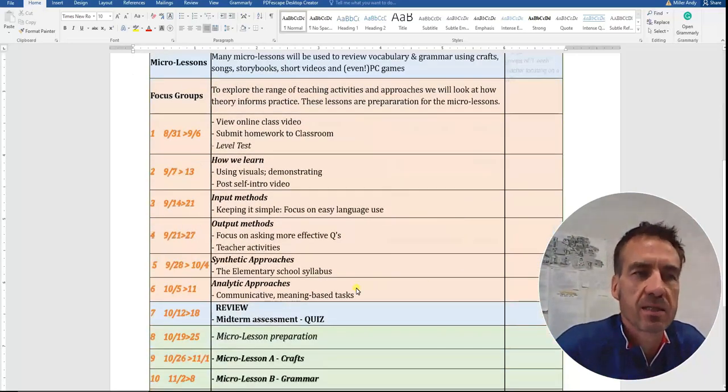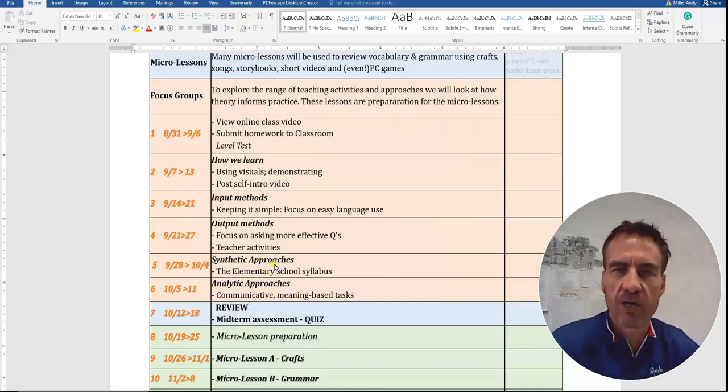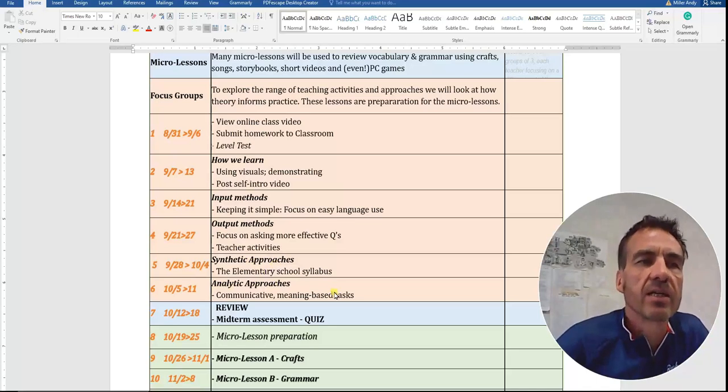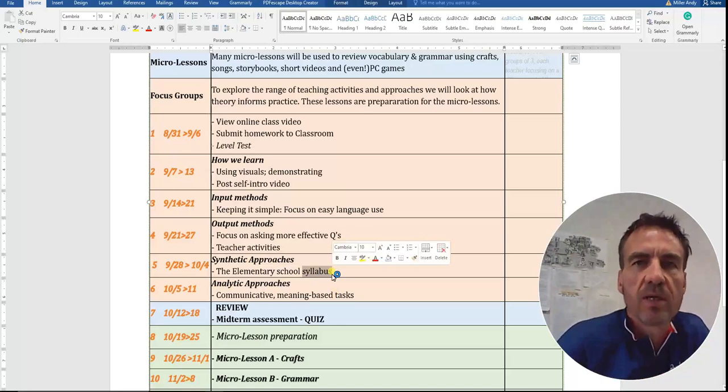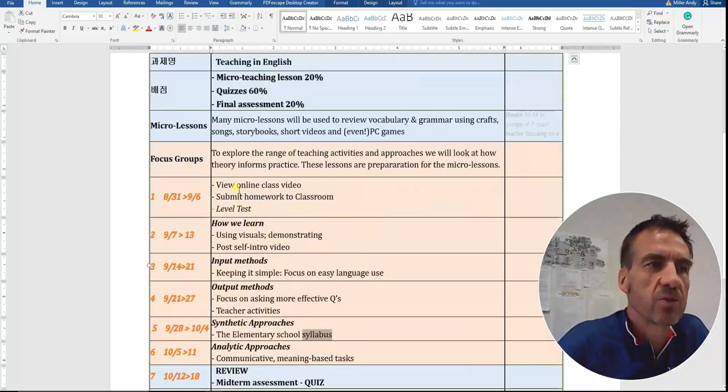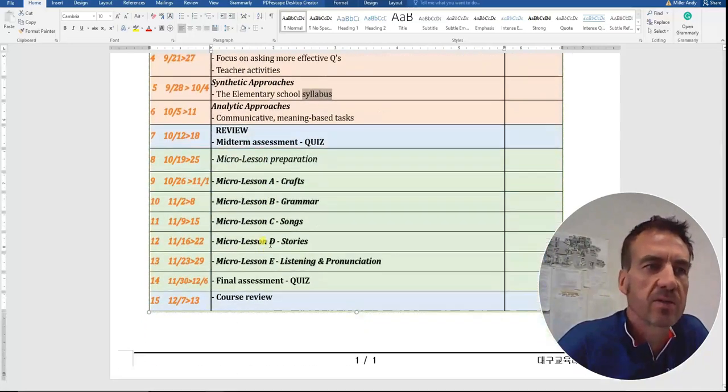For week 6, week 5, synthetic approaches, and next week 6, analytic approaches. So these two refer to approaches to teaching, to creating a school syllabus, and the order in which you teach or review content in your classes. So this is my syllabus, for example. It shows you the order in which we tackle the subjects.